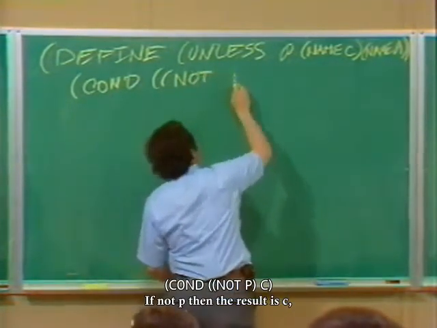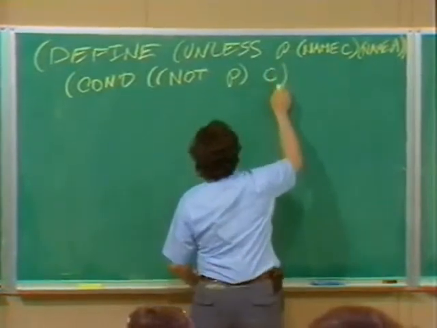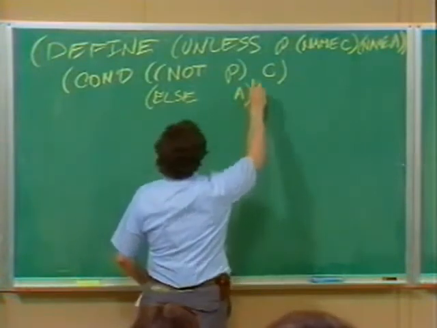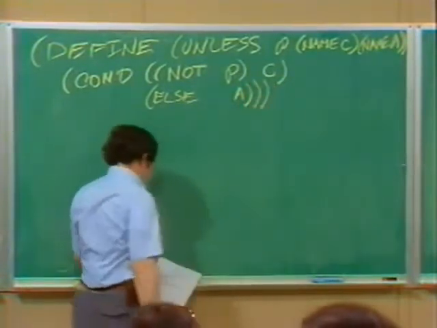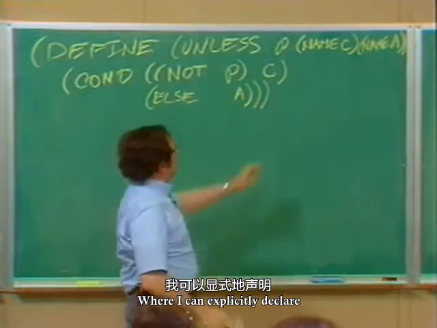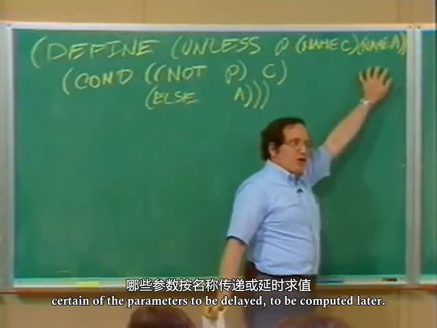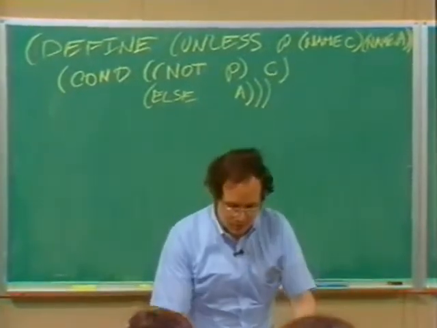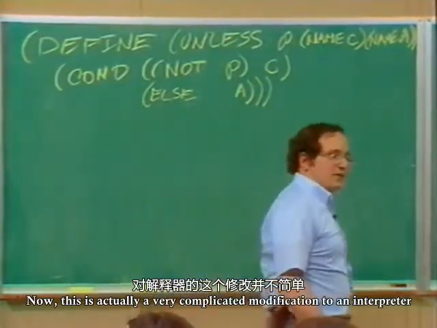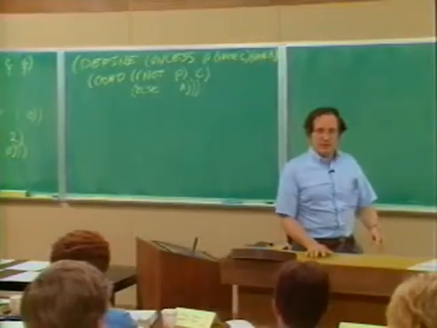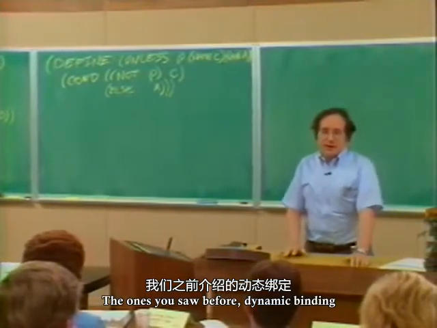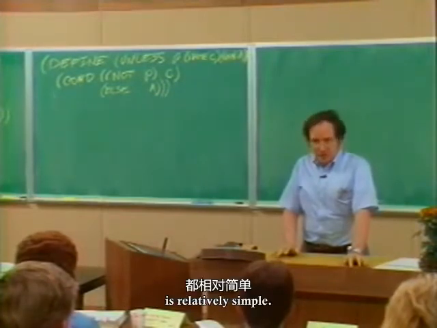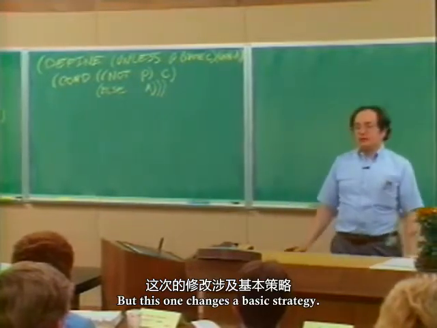If not P, then the result is C, else. That's what I'd like, where I can explicitly declare certain of the parameters to be delayed, to be computed later. Now, this is actually a very complicated modification to an interpreter rather than a simple one. The ones you saw before, dynamic binding or adding indefinite argument procedures, are relatively simple. But this one changes a basic strategy.